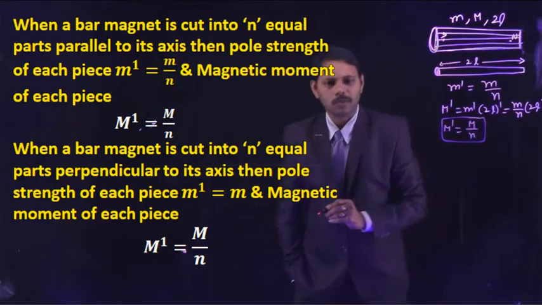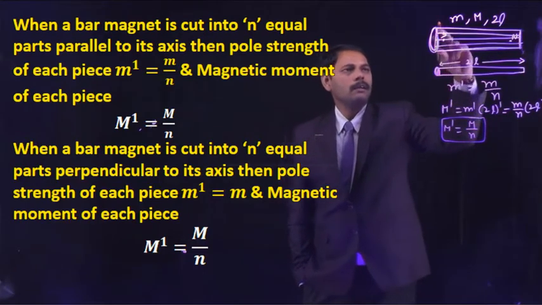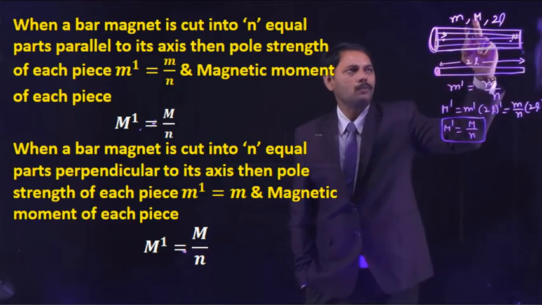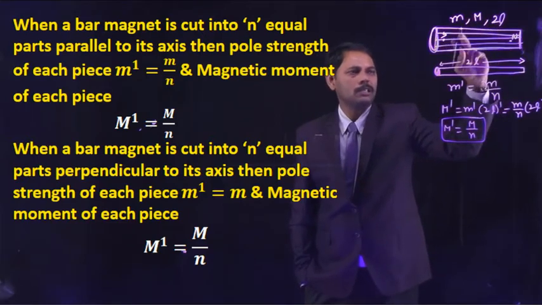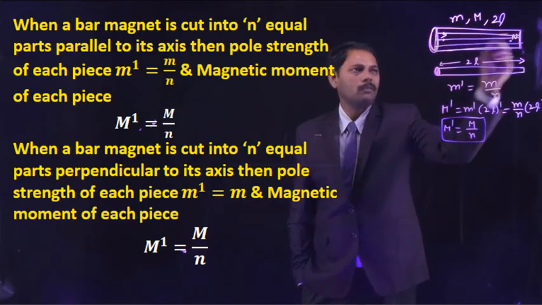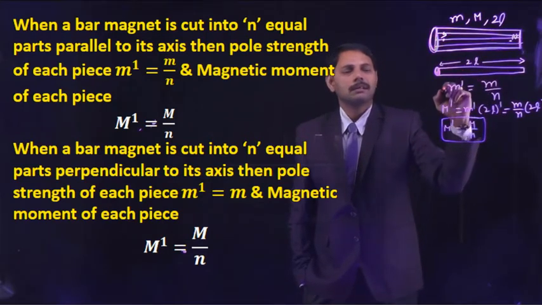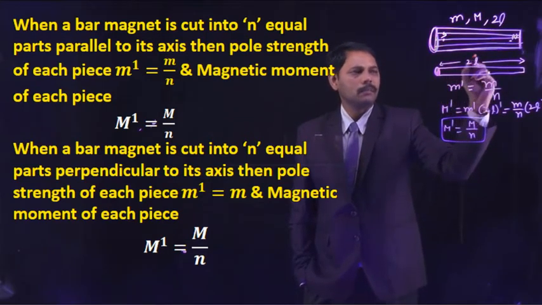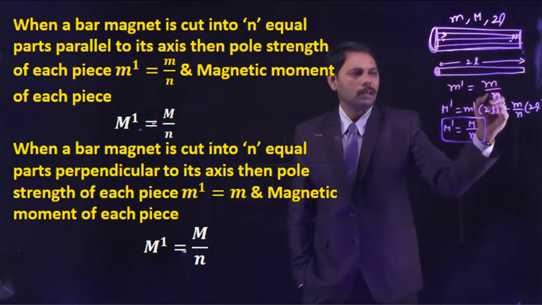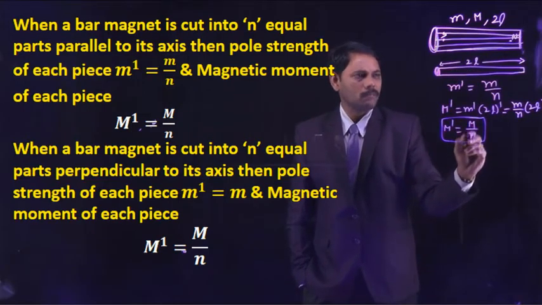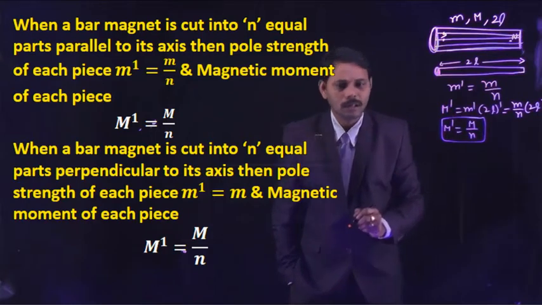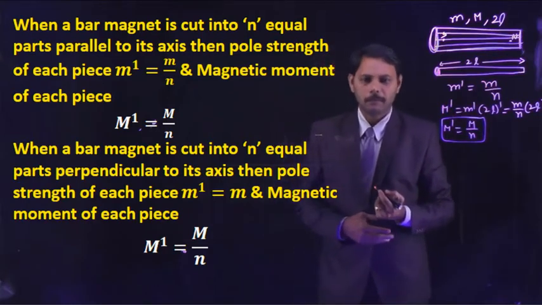Okay, students, once again, we have a magnet of pole strength small m, magnetic moment capital M, and length 2l. Now this magnet is cut into n equal parts parallel to its length. Consider one piece. In that piece, length remains constant, pole strength is m by n, so the magnetic moment is M by n. Length remains constant. Now consider another way of cutting.